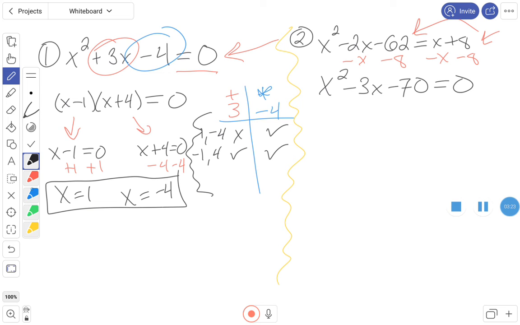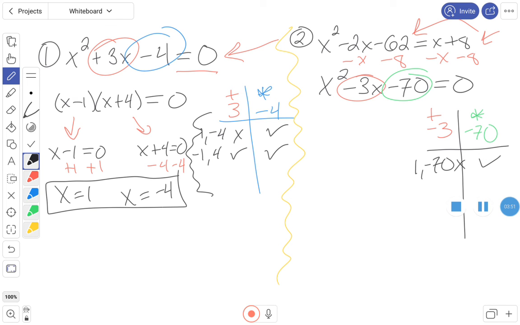Now I can factor and solve just like before. So I'm saying it adds to what number? -3. And it multiplies to what number? -70. Okay, here's my happy table. 1 times what is -70? It would be -70, but that does not add. 2 times -35, but that doesn't add.